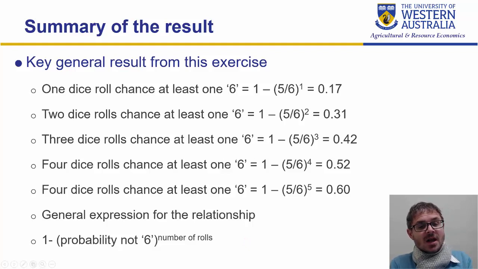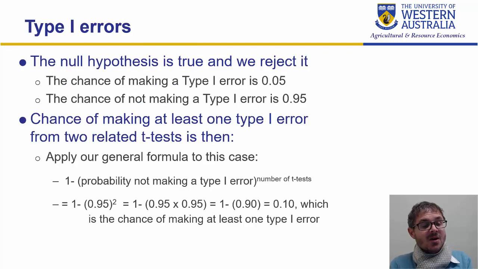So what have we got? Now we're going to come back to type 1 errors. What's a type 1 error? A type 1 error is the chance that the null hypothesis is true and we reject it. So the chance of making a type 1 error is 0.05. The chance of not making a type 1 error is 0.95.